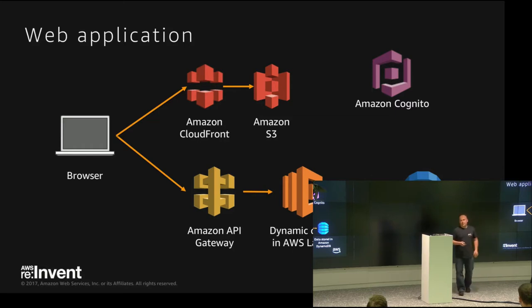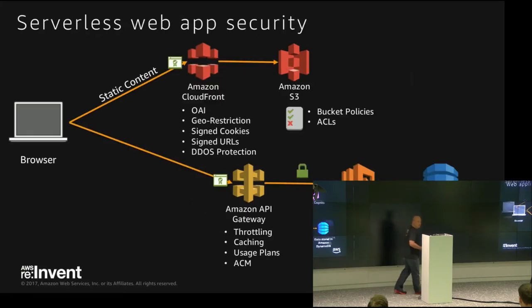What about the security? There's no server to manage. There's no server to patch. There's no server to take care for high availability. So how does security of such an application look like? So Amazon S3. Access on S3 you set up with bucket policies and access control lists.